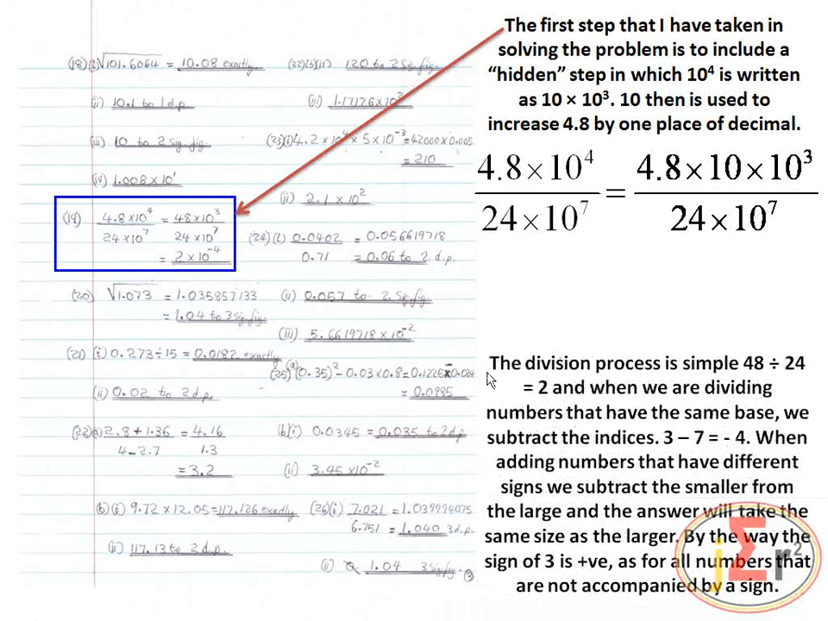So the division process is simple. 48 divided by 12 is equal to 2. And when we are dividing numbers that have the same base, we subtract the indices.